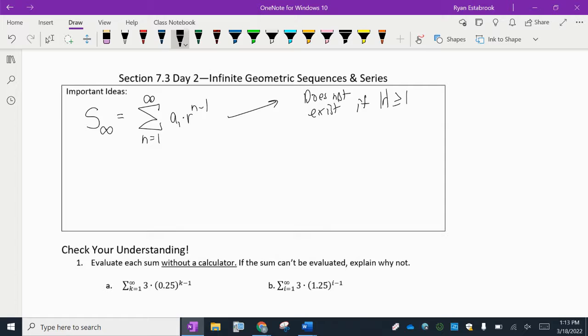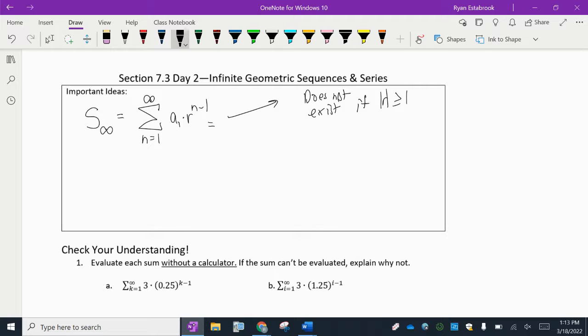Same thing, if r is less than a negative 1, what would happen there? It would oscillate actually back and forth. You get a positive value, then a negative value, then a positive value, then a negative value, because when you multiply by a positive times a negative, you get a negative. And then a negative times that negative ratio gets you back to the positive again. So it's kind of a weird one.